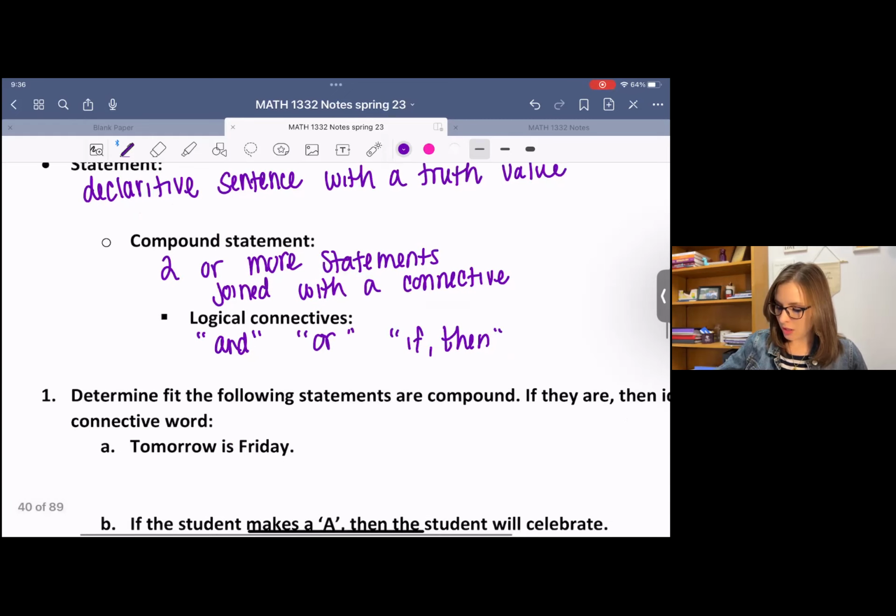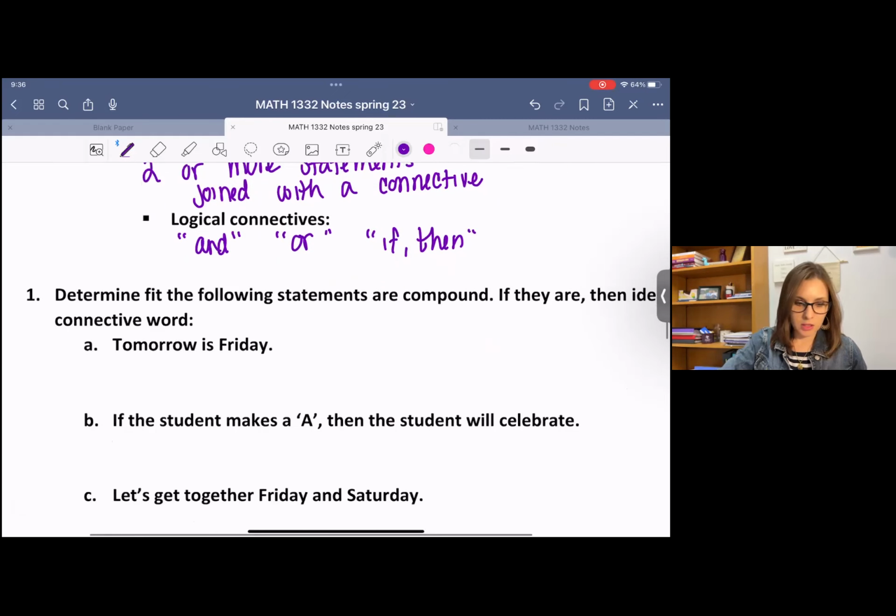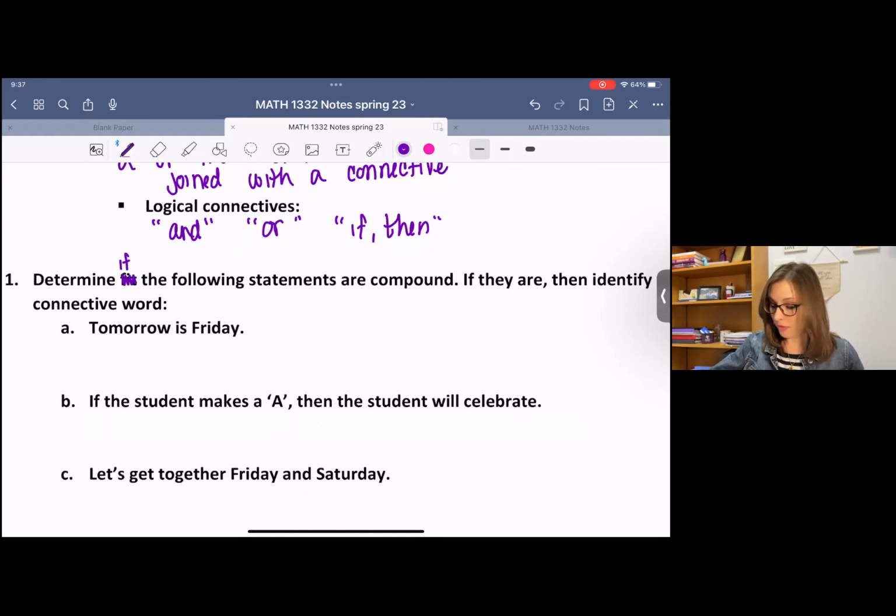We're going to determine if the following statements are compound, and if they are compound, identify the connective word. In the first example we have, tomorrow is Friday. There's no and, or, if then, so this is not compound. It's just a statement, and we could say whether it's true or false.